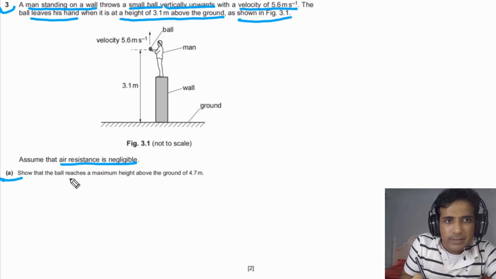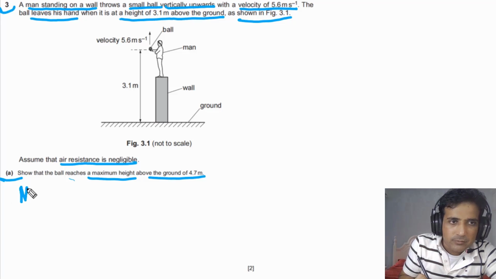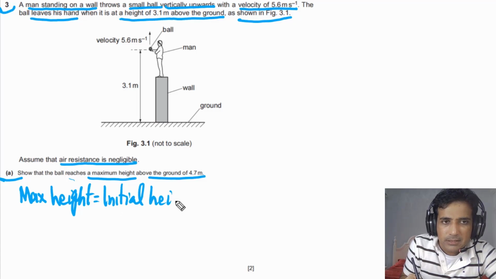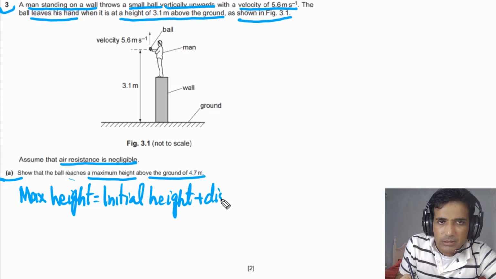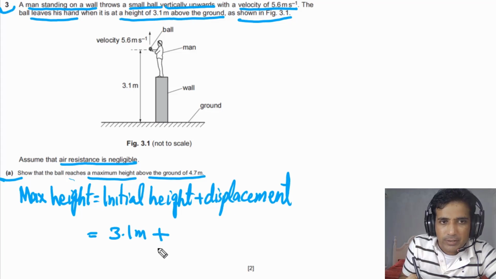For part A, we need to find out how the ball reaches the maximum height above the ground, which is 4.7 meters. We need to find out the maximum height. In order to find the maximum height, we need to consider the initial height of the ball as well. So the maximum height will be equal to initial height plus vertical displacement, or simply displacement. This is how we can calculate maximum height. Initial height is given to us, that is equal to 3.1 meters. Now simply we need to find out its displacement.